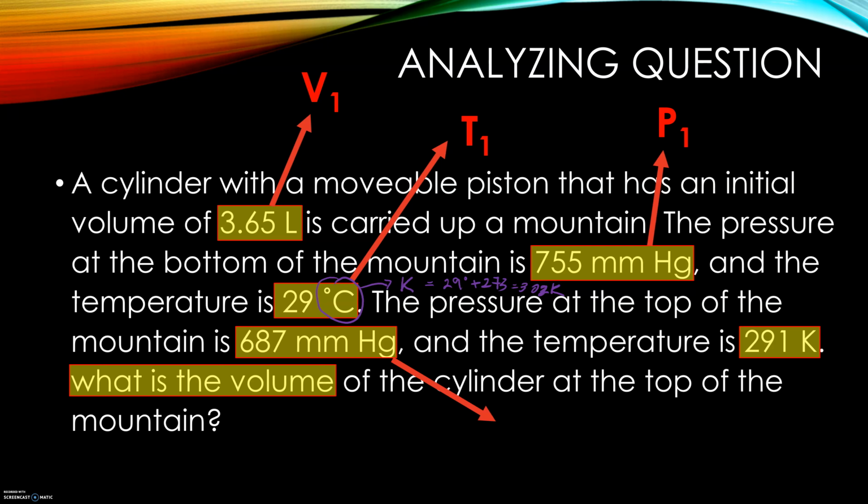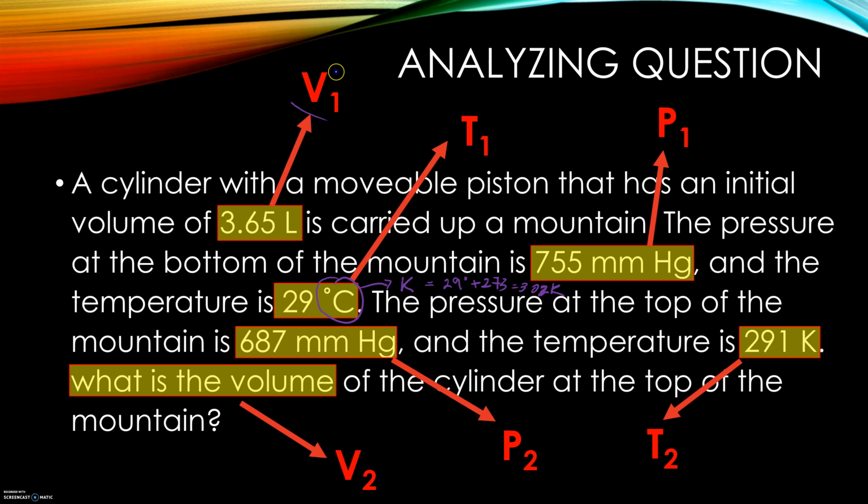Millimeter mercury, again, that's a unit for pressure, so we put P2. And then we have 291 Kelvin. That's already in Kelvin, so we don't have to bother with the conversion, and that's our T2. And finally, what is our volume? That's our final volume, so V2.